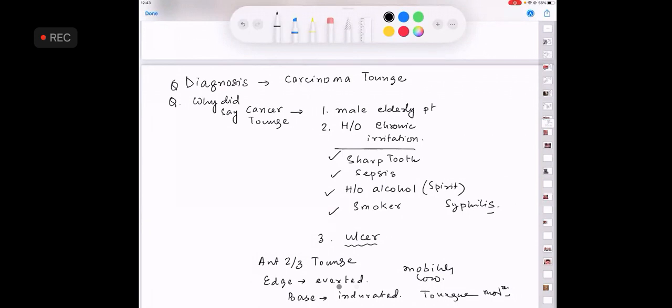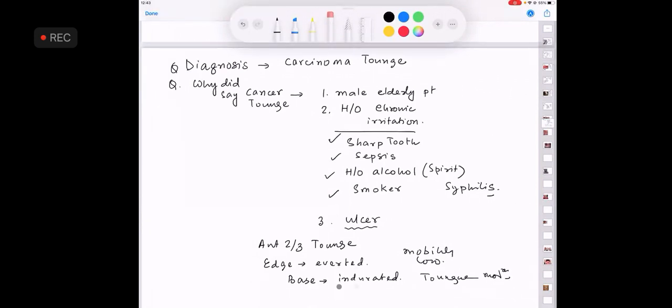So please remember that. So please complete writing and then we come back to the rest. Tongue movements are restricted, called as ankyloglossia. Number 4th is regional lymph nodes are enlarged.